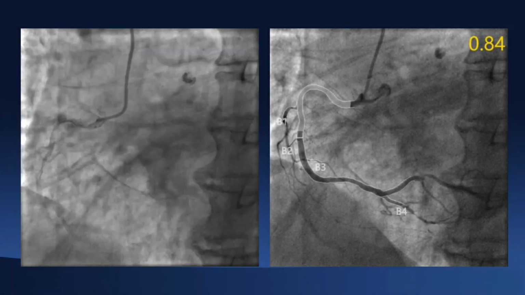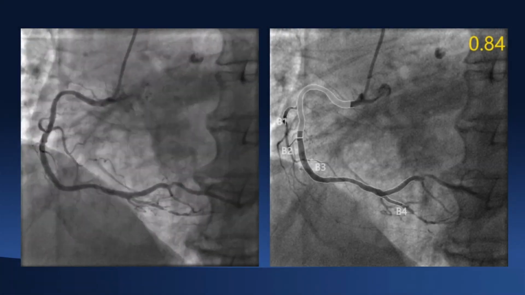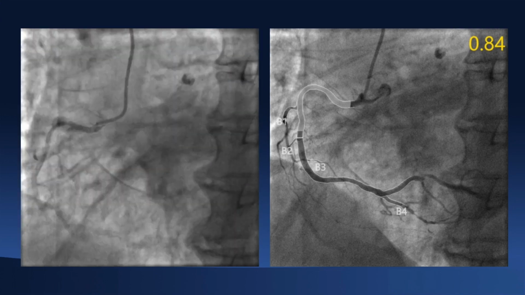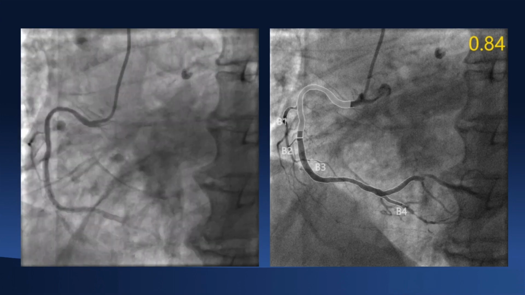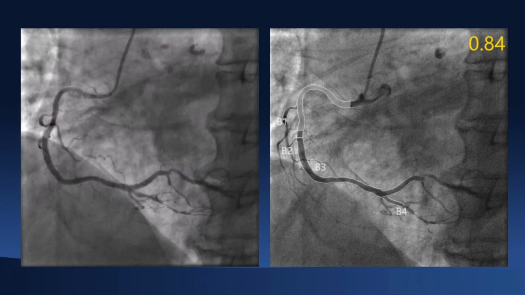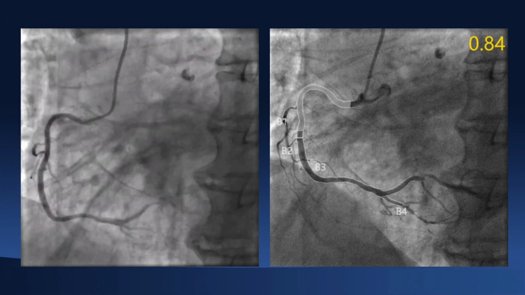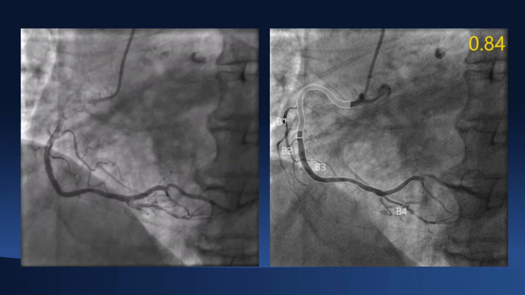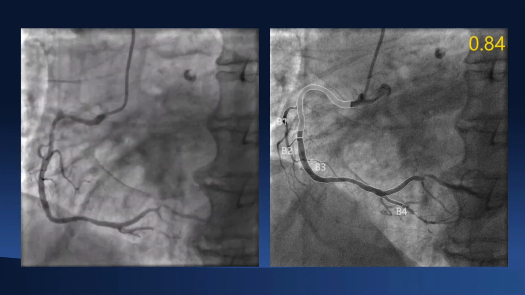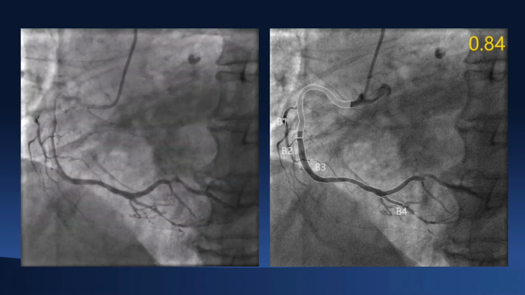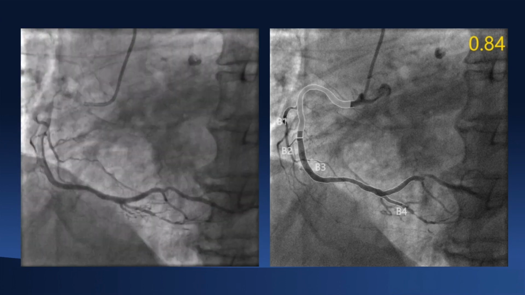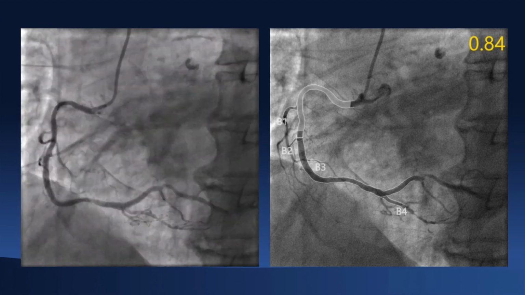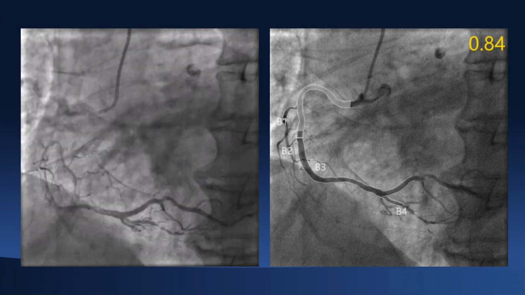Okay, Dr. Dong already introduced the baseline information of the patient, and we already know the patient is a triple vessel disease patient, and the RCA also has a mild to moderate lesion in the proximal portion. The QFR value is 0.84. So this time the target vessel should be the left coronary artery.